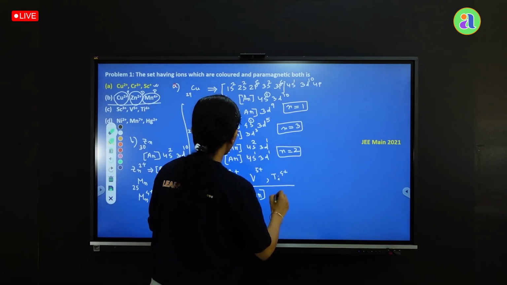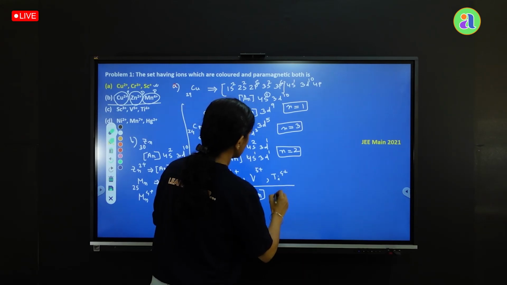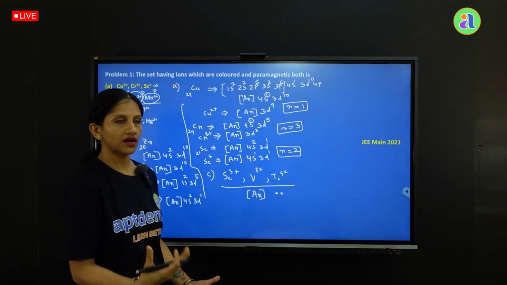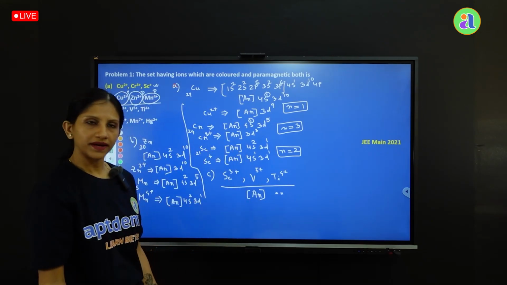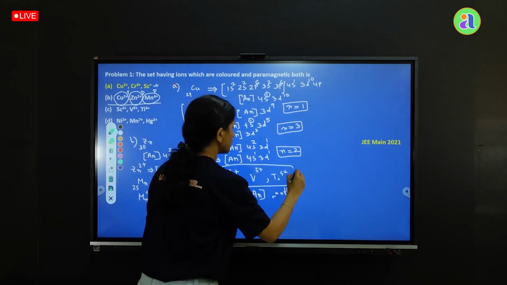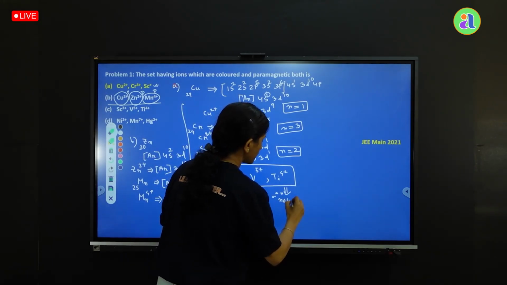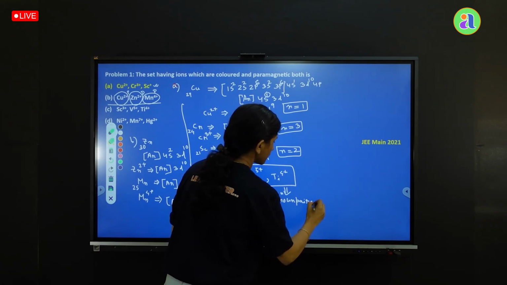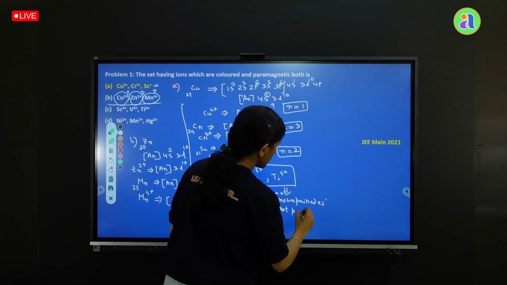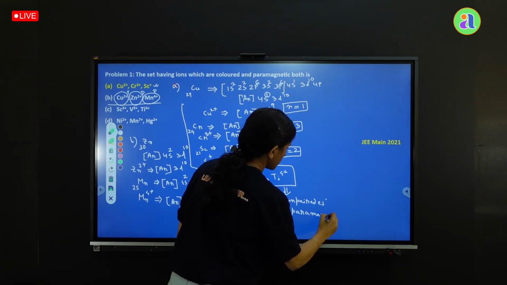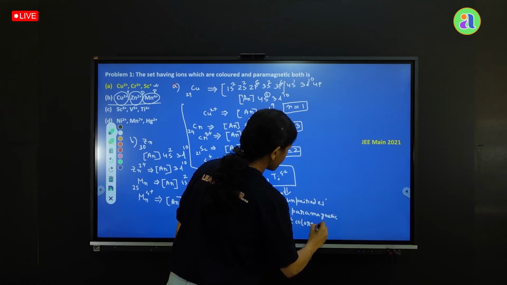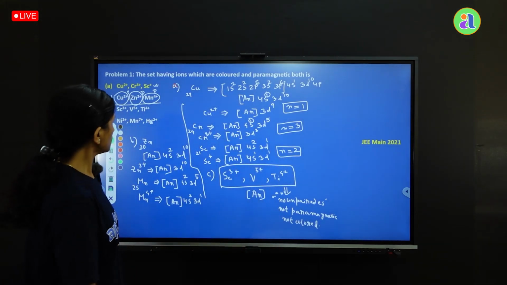So we don't have any unpaired electrons because noble gas electronic configuration, they are very stable. p6 configuration, p orbital is completely filled. So for all of the 3 given ions in option C, there are no unpaired electrons. So not paramagnetic and not colored, right? So option C is also not a right option.